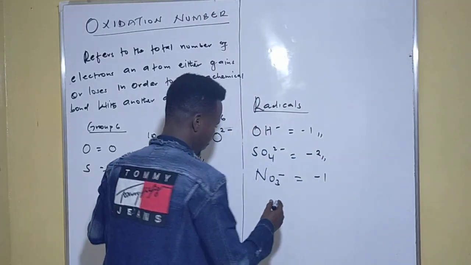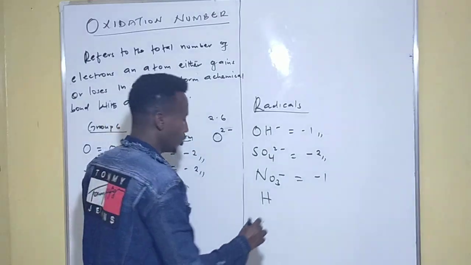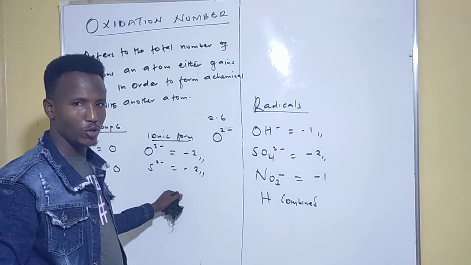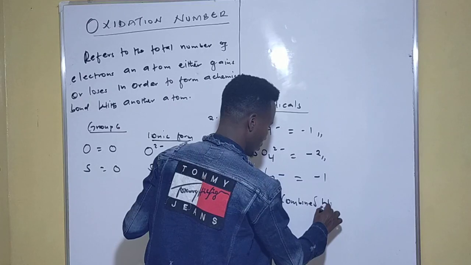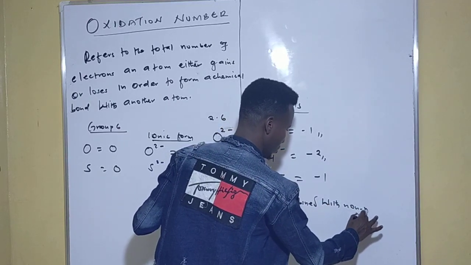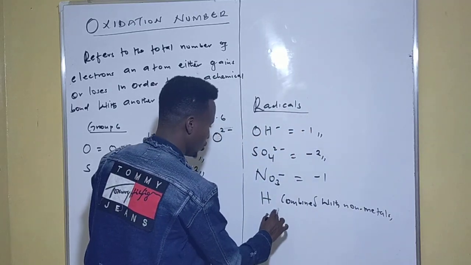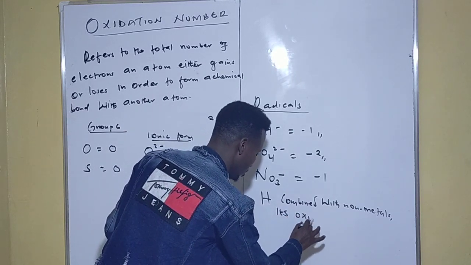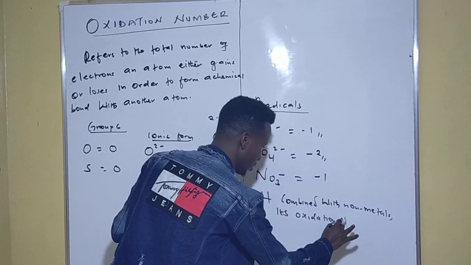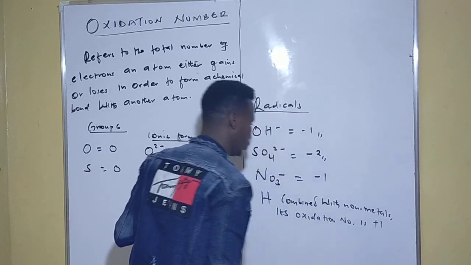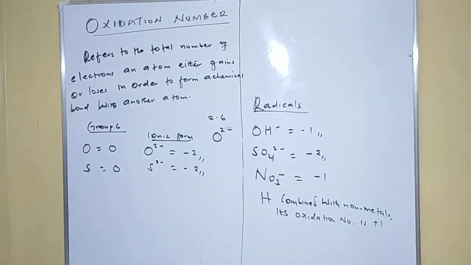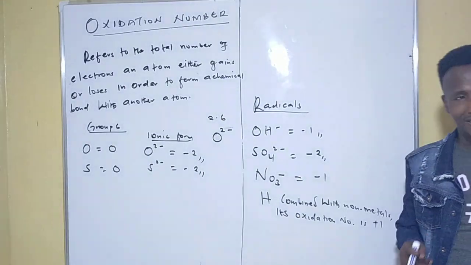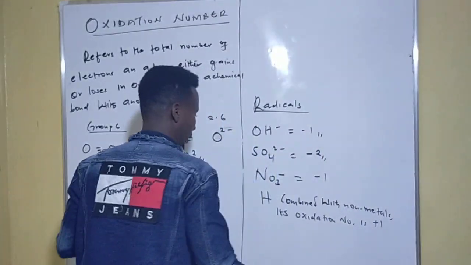I want to talk about hydrogen. Hydrogen combined with nonmetals, its oxidation number is negative 1. No, it's positive 1, sorry. Its oxidation number is positive 1. Don't forget that. Hydrogen combined with nonmetals, the oxidation number is positive 1.